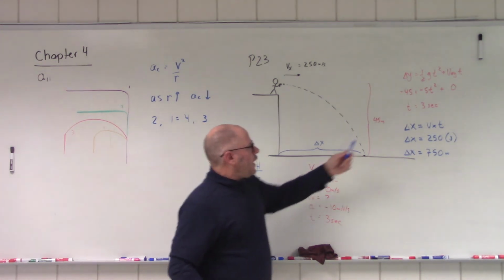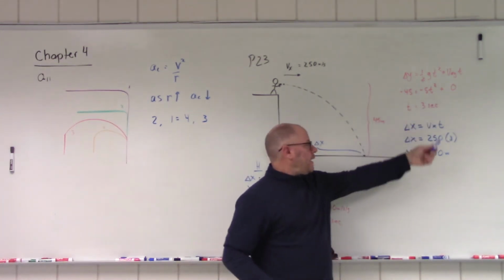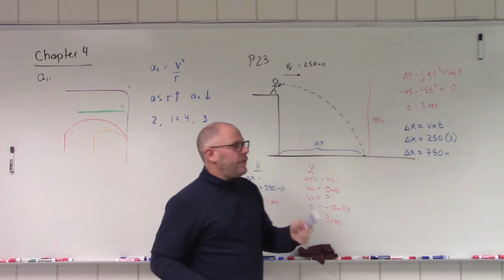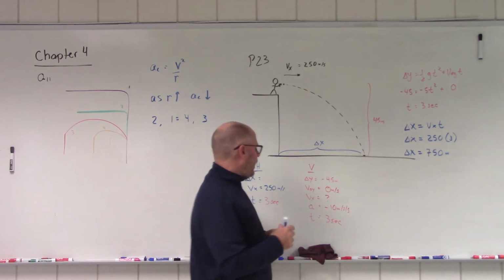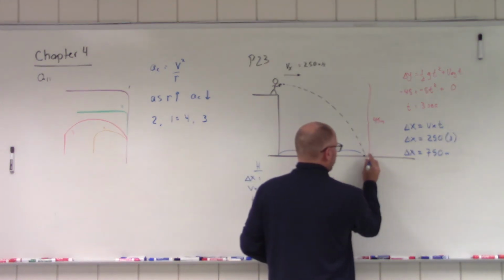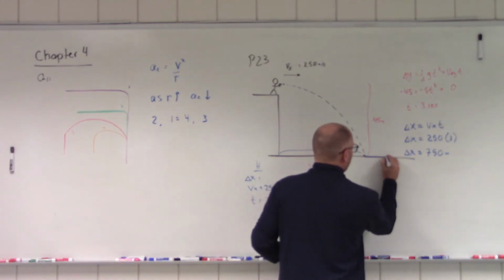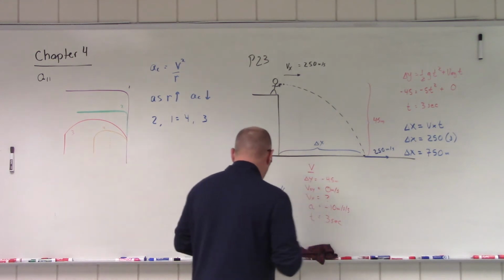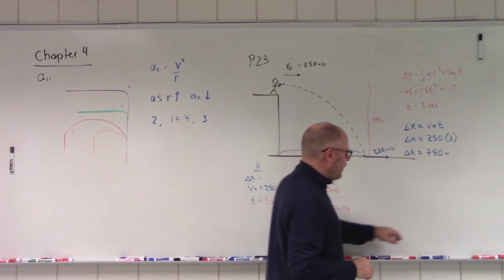So the question was, how long does it take to reach the ground? 3 seconds. How far did it go horizontally? 750 meters. And then what is the value of the vertical component? Well, what I like about this is when it hits the ground here, it's moving to the right at 250 meters per second, because that's constant. And what about the vertical? How fast is it moving in the vertical direction?